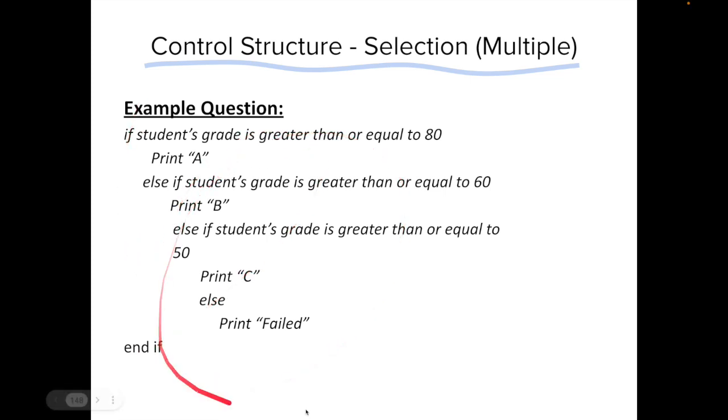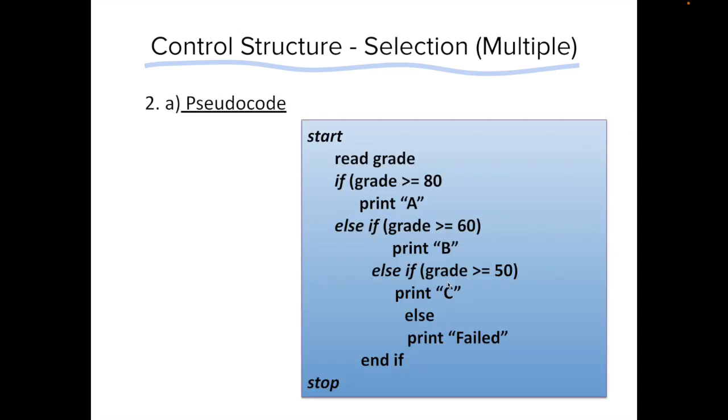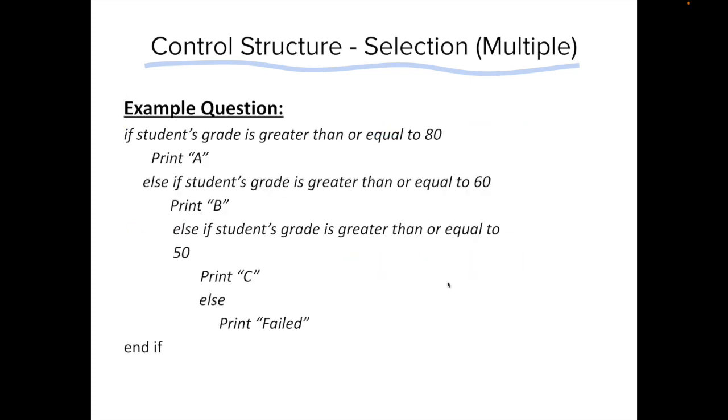Agak-agak berapa banyak kita punya condition dalam ni? Is it 1? Is it 2? Is it 3? The answer is 3. Tapi kita tengok dulu problem analysis. So the problem analysis dia kat sini. Okay. Output dia. Ada 1, 2, 3 dan 4.